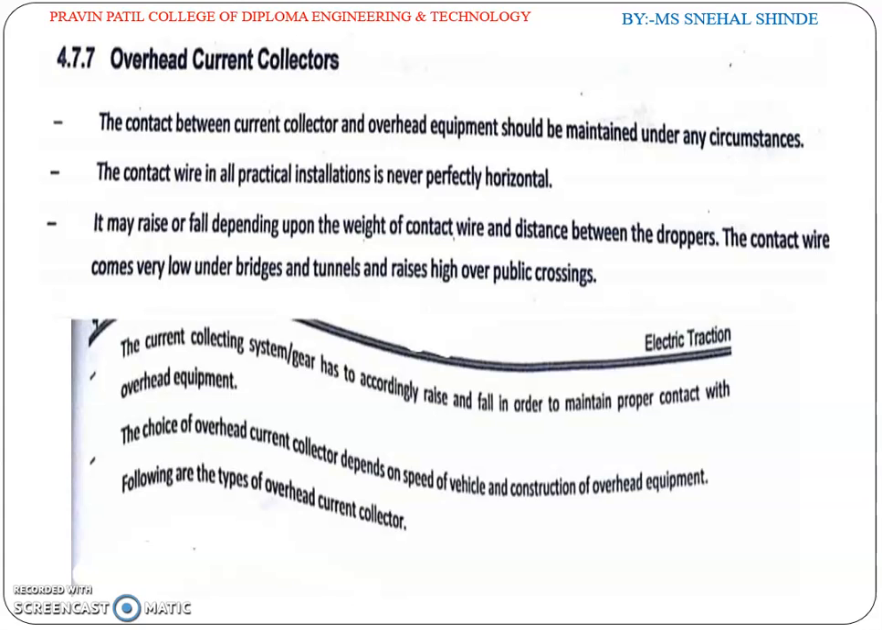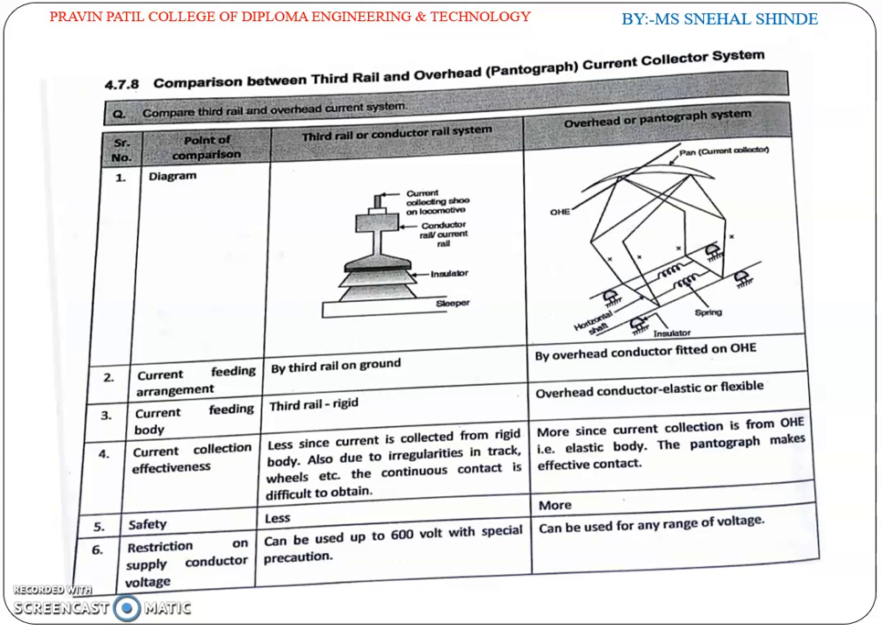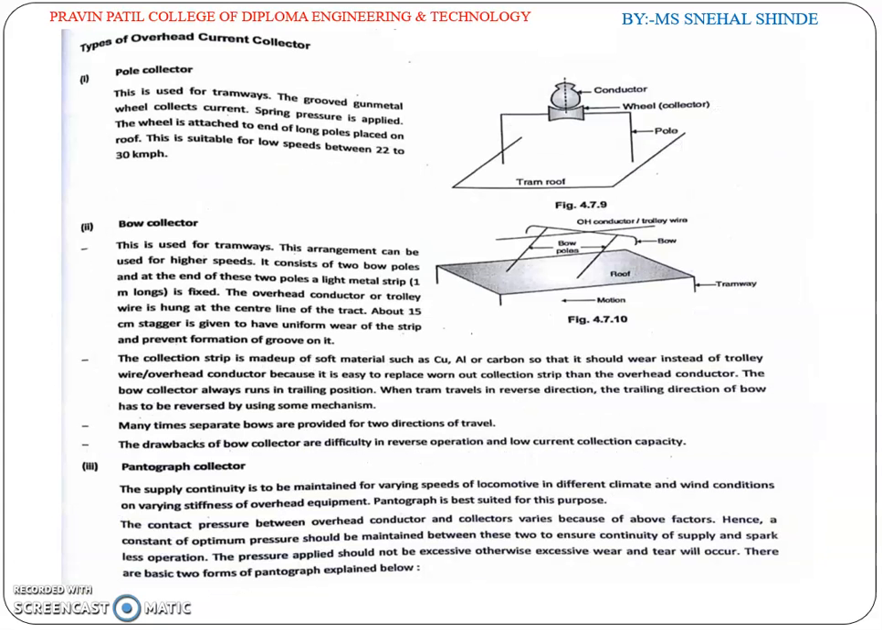So here are the types of the overhead current collector. We have to see its diagram, what the working is, and how it is erected over there. So the types of overhead current collector are pole collector, bow collector, and pantograph collector. So like this, we will see in detail about this. So third rail, as I mentioned, the third rail or conductor rail system and the overhead or pantograph system. So this is the comparison we will see in detail.